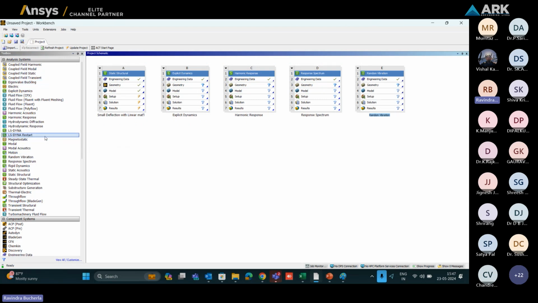Whatever the analysis that you want to do, you can pick the analysis system from here. For all kinds of structural analysis, this is the flow that we will follow. In total, there will be 7 steps to solve any structural problem, whether it is static analysis, explicit, harmonic, response spectrum or random vibration. The first step is selecting the analysis system that we will be using in our project. If you are going with static structural, you can select static structural, and the next step is engineering data.